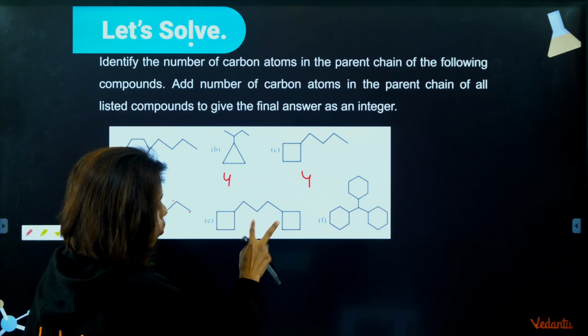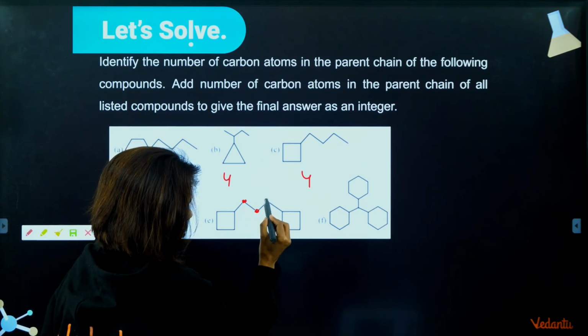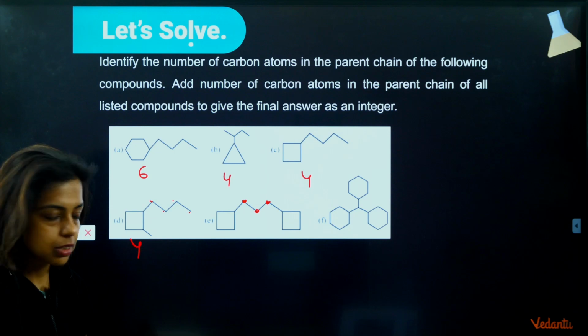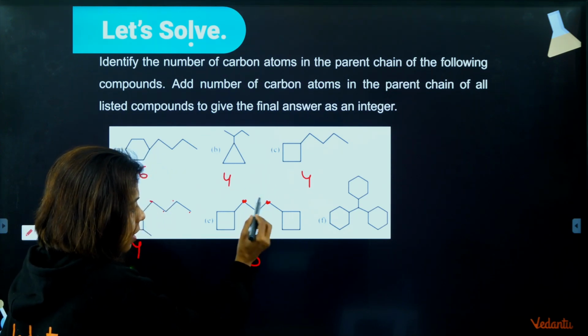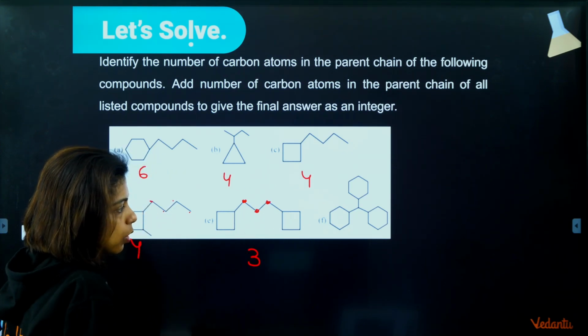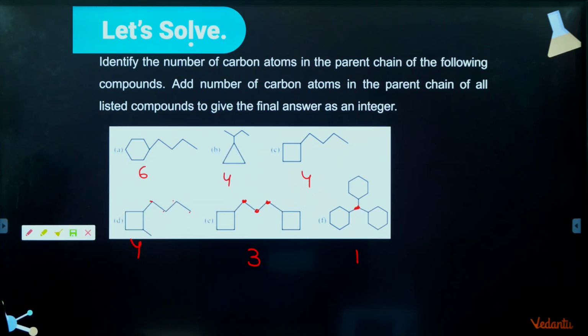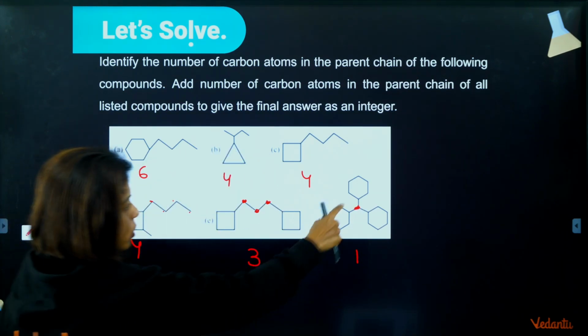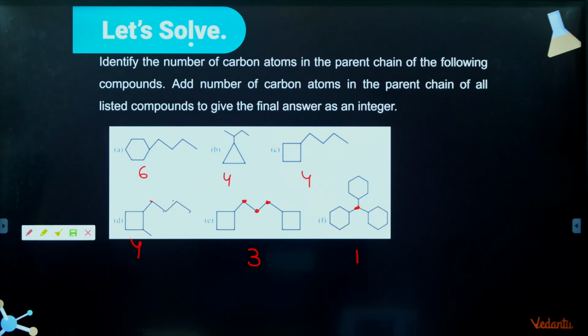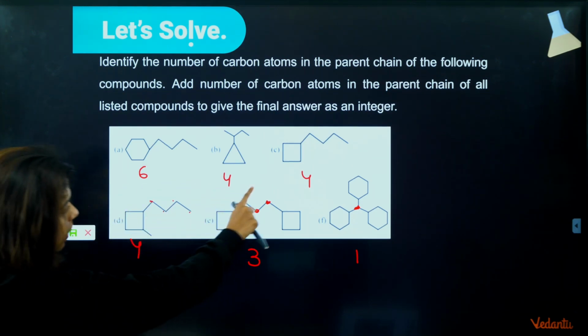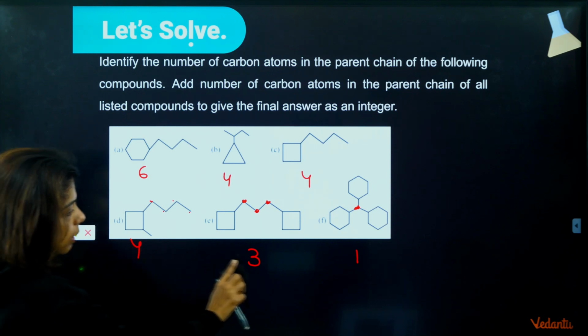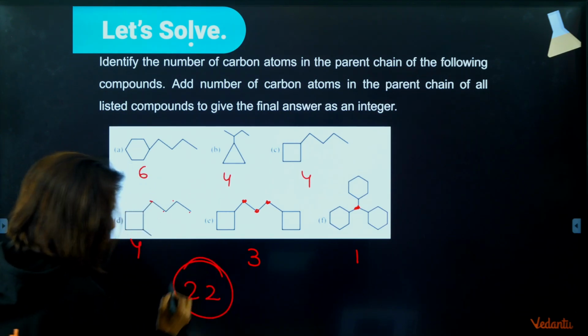Now we have 2 cyclobutyls. So parent chain is this, 3 carbon, straight chain is the parent chain on which cyclobutyls are. And here also this is named as this. So this is the parent chain on which 3 cyclohexyl are added. So just count it, guys. The total number of carbon in the parent chain. Yes, so it is 6 plus 4, 10 plus 4, 14, 18, 18 plus 4, 22. So we have total 22 carbon atoms.